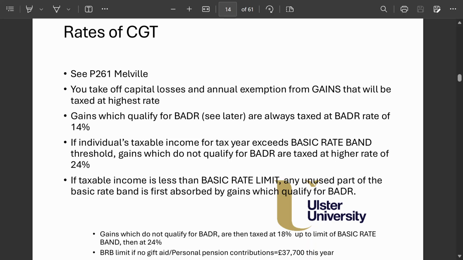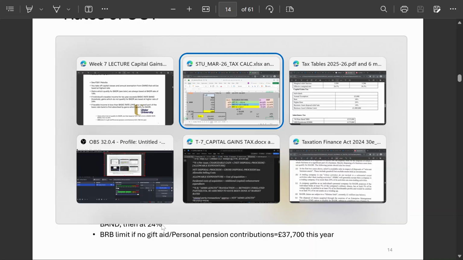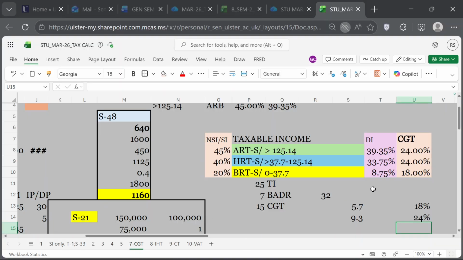Okay. Yes, you see what is here. Gains which don't qualify for BADR are then taxed at 18% up to the basic rate band, and then at 24%. This is exactly what I've done in this example. So this is the CGT that didn't qualify for BADR, and we took some of that here.